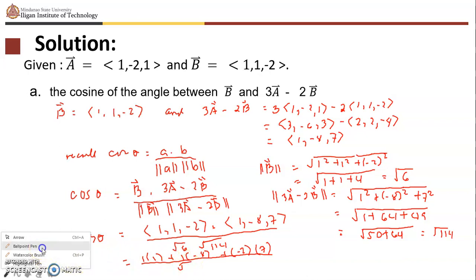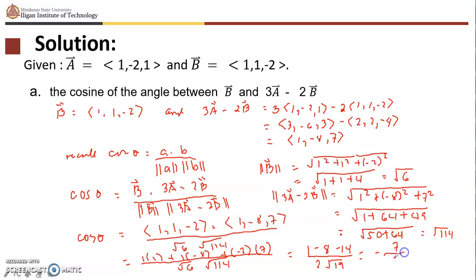Should be square root of 6 times square root of 114. But 1 plus negative 8 times, so that should give us 1 minus 8 minus 14 all over, I can compute for this, should give us 2 square root of 19, and that is negative 8 minus 14, should give us negative 7 all over 2 square root of 19. So that's the cosine theta of the angle between B and 3A minus 2B.